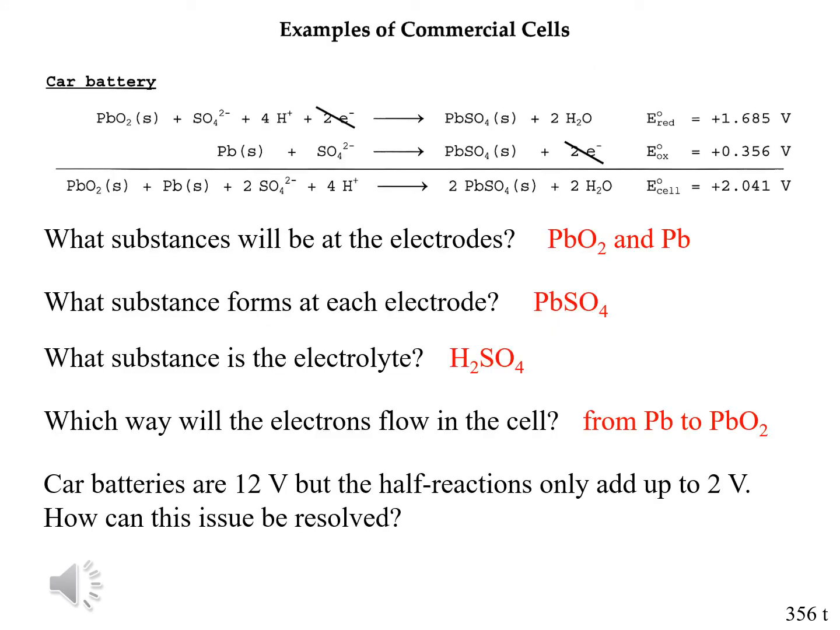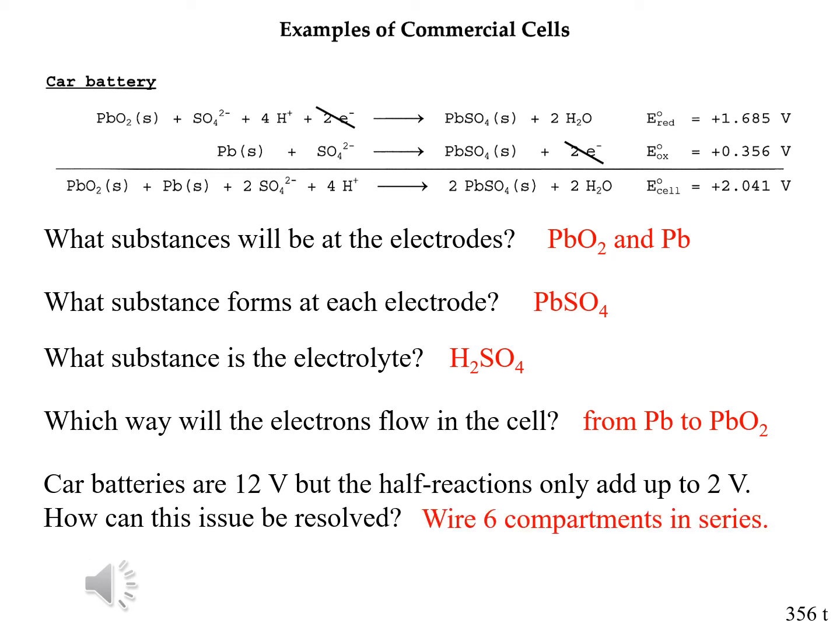Now the thing about this is, car batteries are 12 volts, but the half reactions only add up to 2 volts. So how do they resolve that? What's interesting is that you learn in physics that if you hook up voltages in the way that's called wiring them in series, the voltages add. If you wire voltages in parallel, it's this reciprocal equation that is hard to predict till you plug in the voltages. But if you wire them in series, they add.